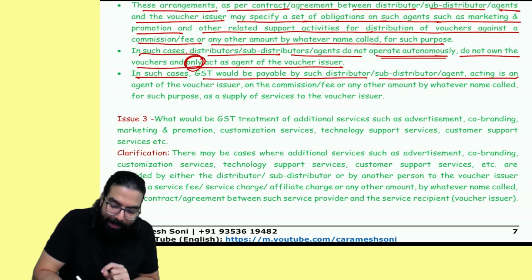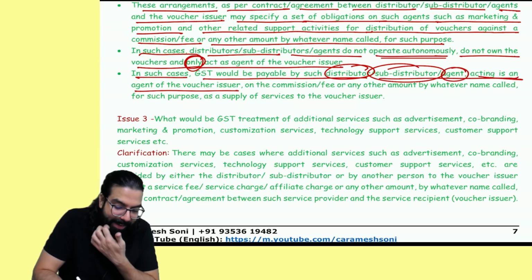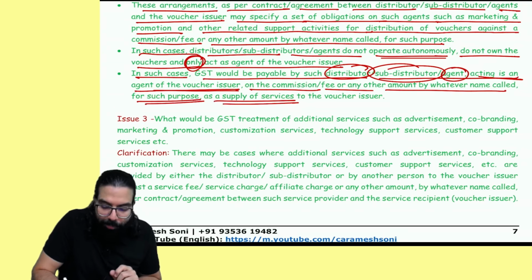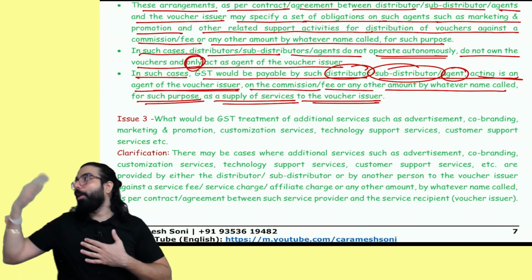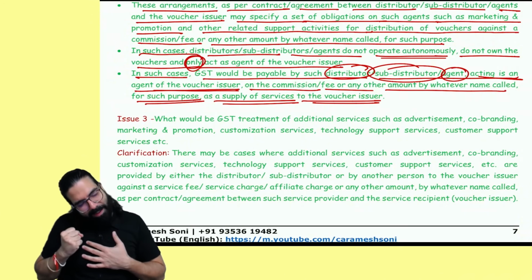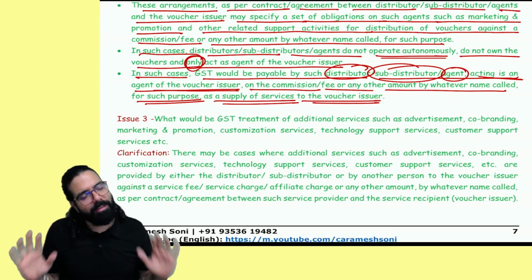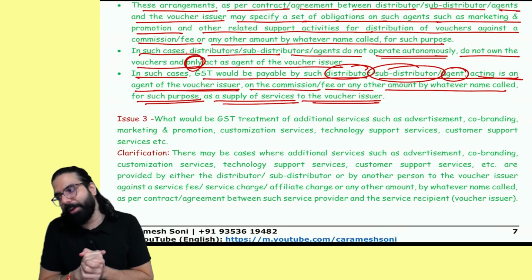on the agent acting as an agent, basically on the distributor, sub-distributor or the agent acting as an agent of the voucher issuer, on the commission or fees or by whatever name called for that purpose, as supply of service to the voucher issuer. I've given them a service for which I'm charging a commission. On the supply of service for which I'm charging a commission, GST will apply. I hope this point is clear to all of you.